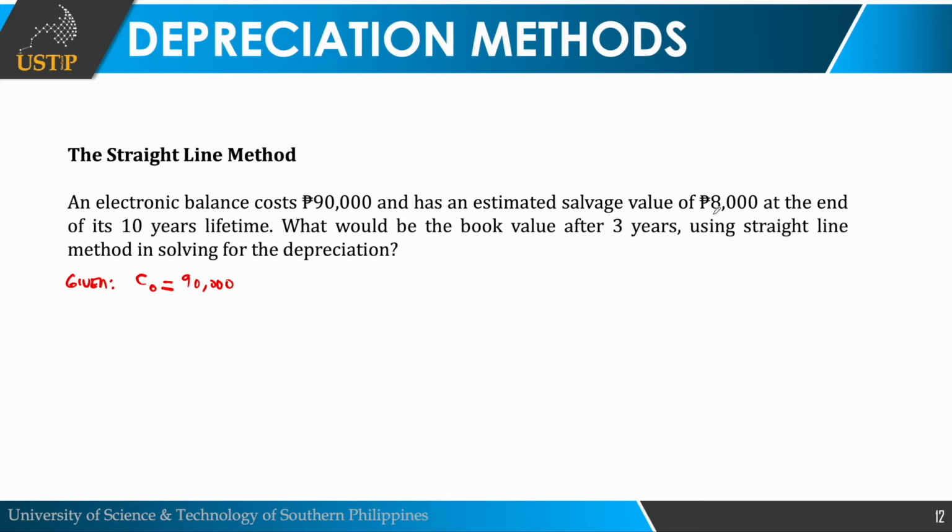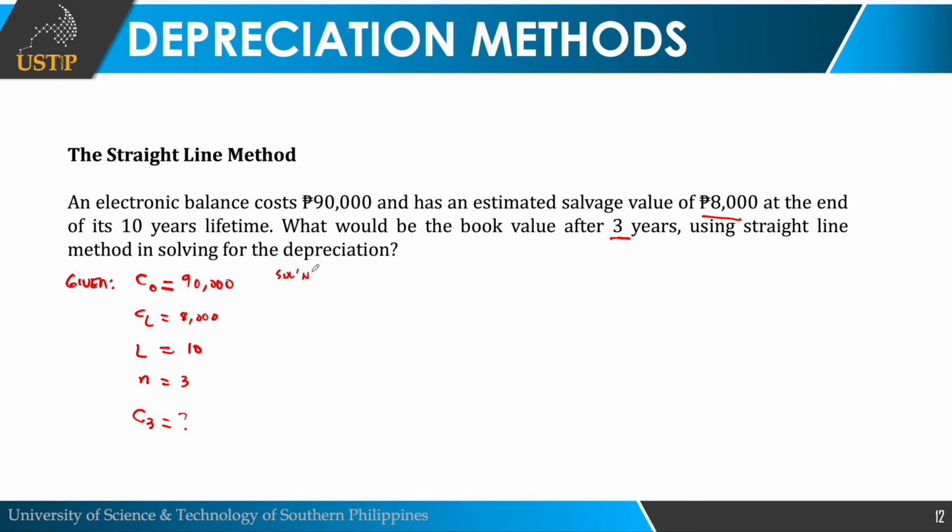Sa man the salvage value, so that is our C sub L. That is 8,000. And then we have 10 years lifetime, meaning iyang useful life is 10 years. And then, we need the book value after 3 years, class. So, this is now our N, ang 3 nato. Okay? So, we need the book value man after 3 years. So, we need C sub 3.